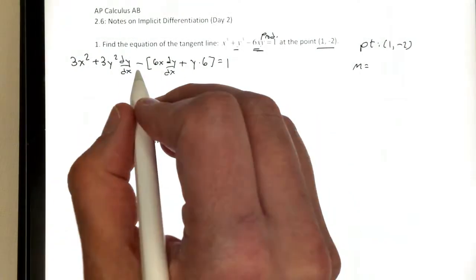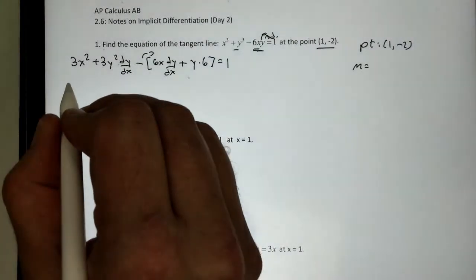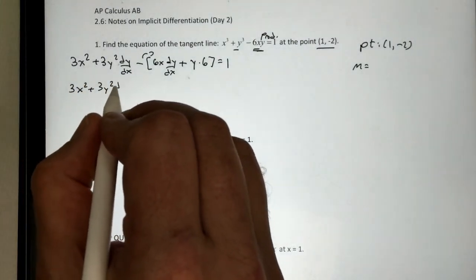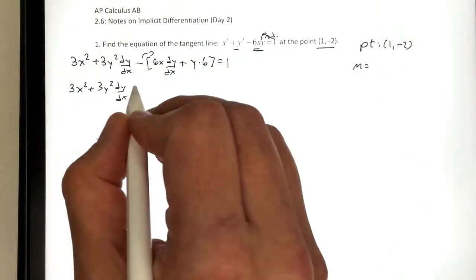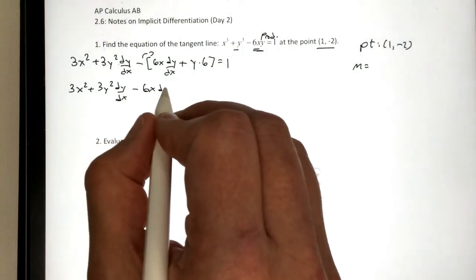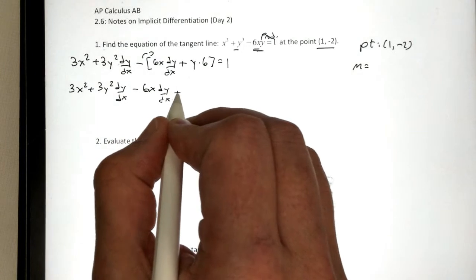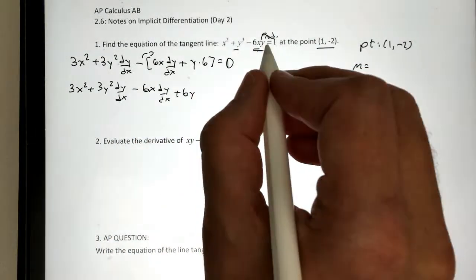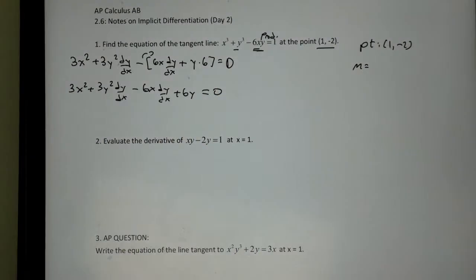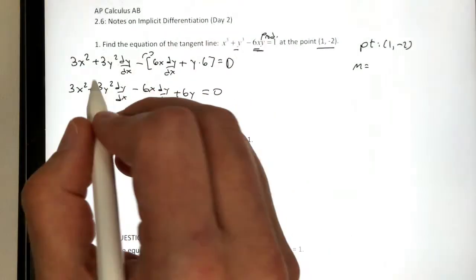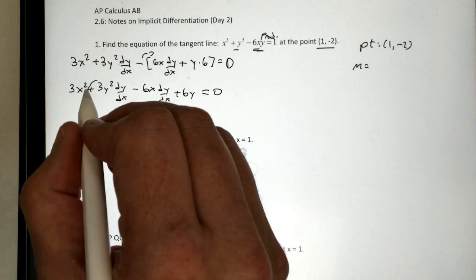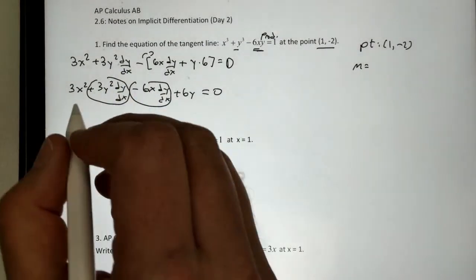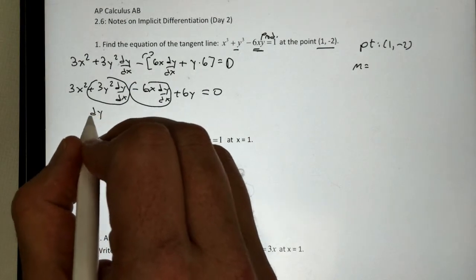Simplify this. I am going to distribute first. So we get 3x squared plus 3y squared dy/dx minus 6x dy/dx plus 6y. This should be equal to 0, not a 1, since it's a constant. Sorry about that. And that's going to equal 0 right there. So let's see here. Anything with the dy/dx will stay. We're going to keep these. They all stay. And that's going to give me dy/dx.